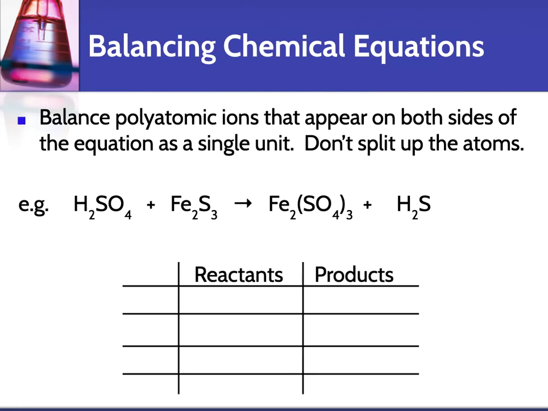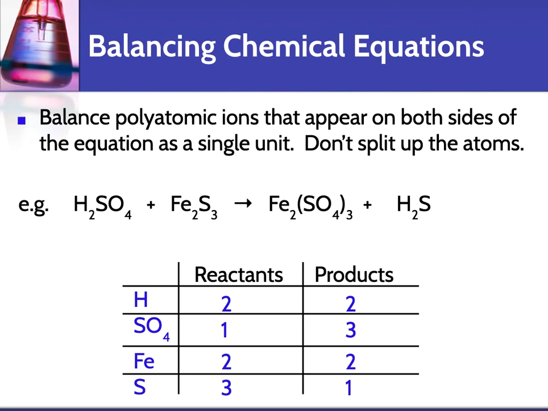If we set up our table, we have H's, SO4's, so keep those as one thing, and we have iron and sulfur. We'll count them up. On the reactant side, we have 2 hydrogen, 1 sulfate, 2 iron, and 3 sulfur. On the product side, we've got 2 hydrogen, 3 sulfate, 2 iron, and 1 sulfur. We see that hydrogen and iron are currently balanced. So let's work on balancing the sulfates.